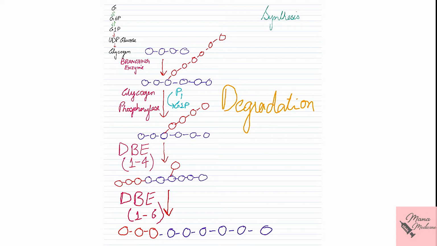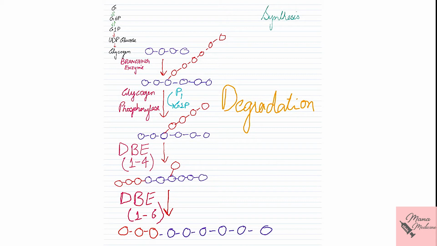So now we need a debranching enzyme which can act on this alpha 1,6 linkage. When that enzyme acts on it, it removes that one alpha 1,6 linkage, and that unit is released in the form of glucose.